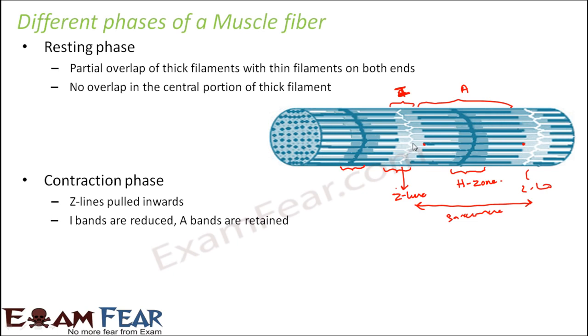Now when the Z lines will come closer to each other, what will happen? These white lines will enter more closer, right? So as a result, the width of the H zone will reduce. Please understand this. In the contraction phase, the Z lines will come closer to each other. Now when the Z lines come closer, what will happen? These white lines or the thin filaments which are connected to the Z lines, they will be pulled inward, so they will come more inside. Now when they come inside, the overlap region increases. Now as a result, this middle portion where there was no overlap, this region will decrease.